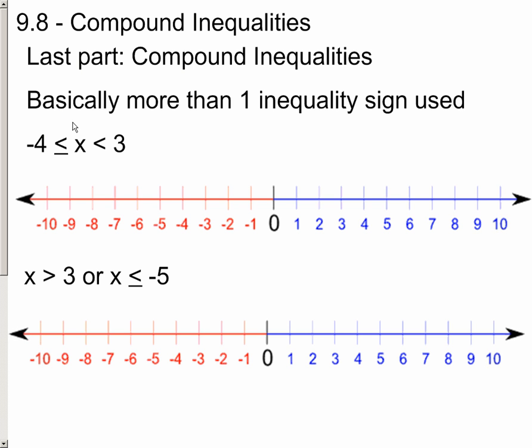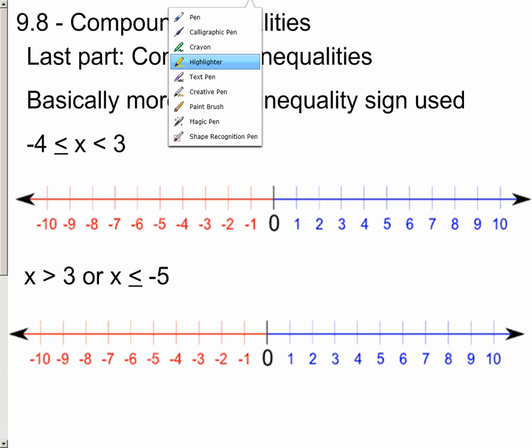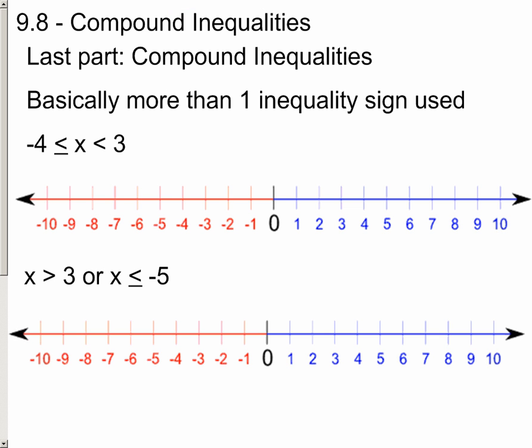Compound inequalities. That basically just means you're looking at an inequality that has two different inequality signs, and so it's not very difficult to go through and graph it. Let's go ahead and get a pen pulled up here. -4 is less than or equal to x. And if you notice, this x is sandwiched between the two inequality signs, so go ahead and put your dots on the -4 and the 3.